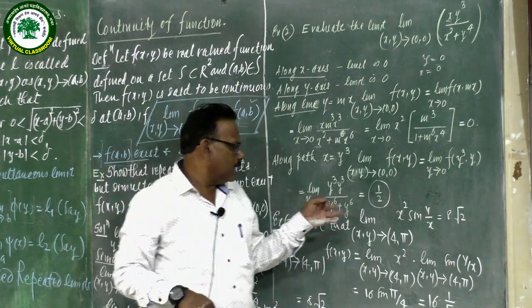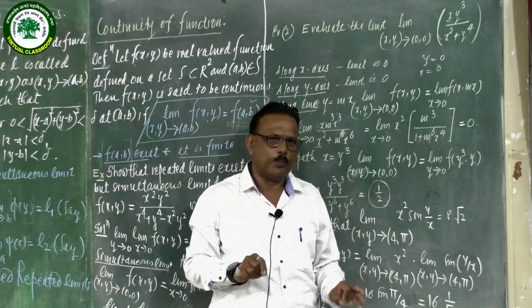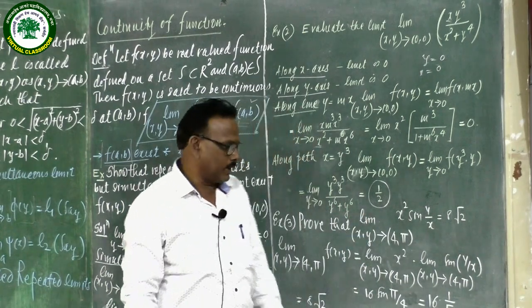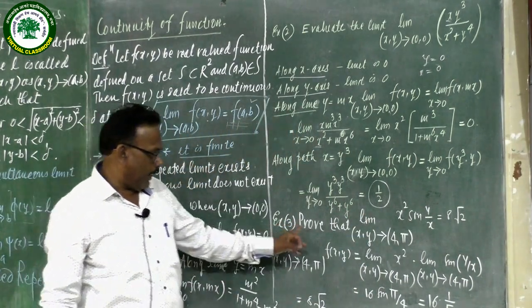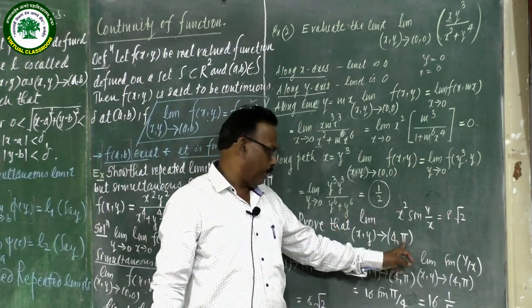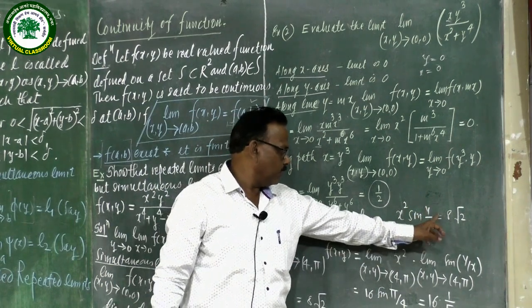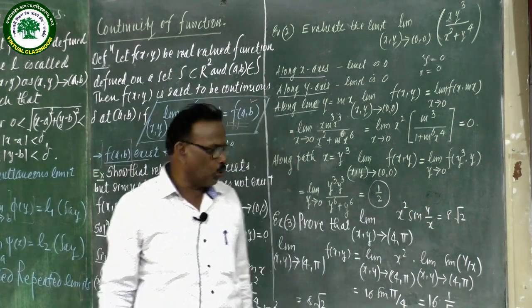Here it is already given that the limit exists and is equal to 8 root 2. Finite limits are given here. Prove that the limit as (x, y) tends to (4, pi) of x square into sine of y by x is equal to 8 into root 2.